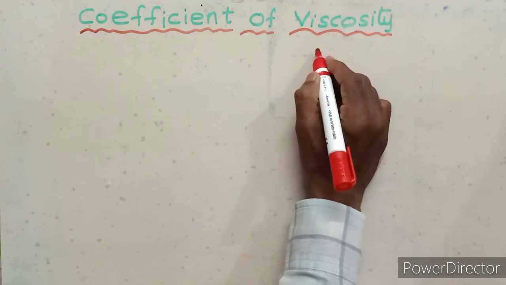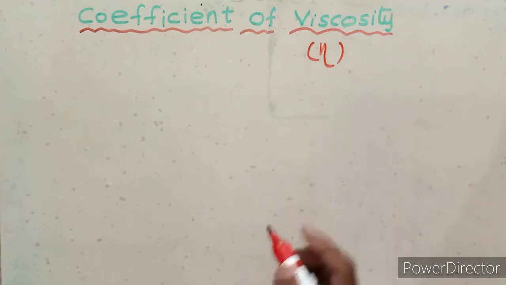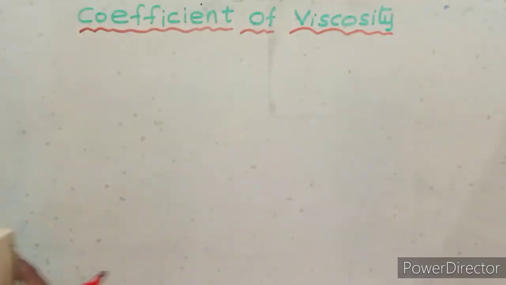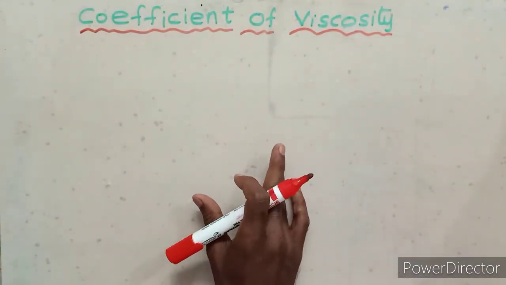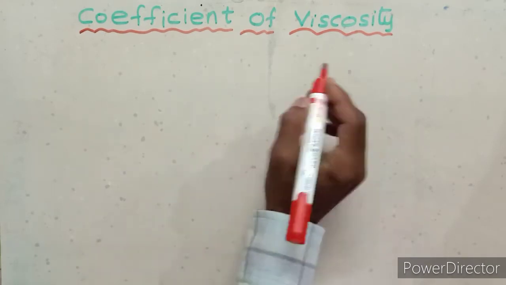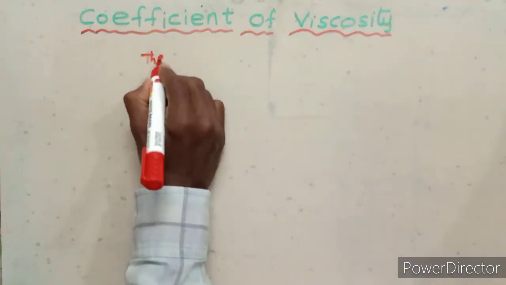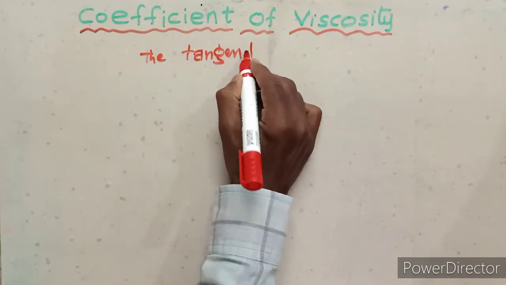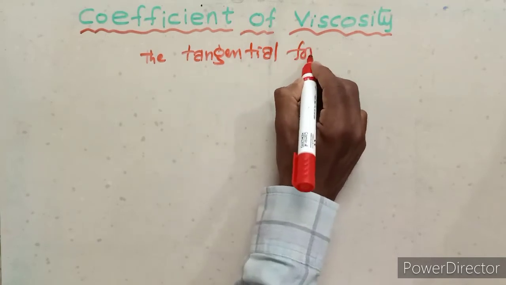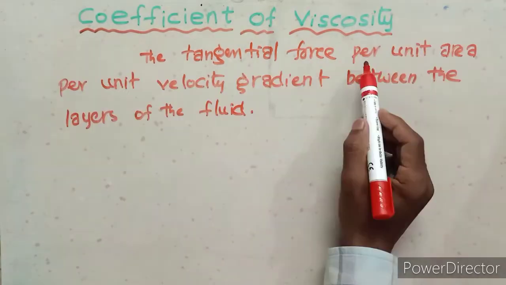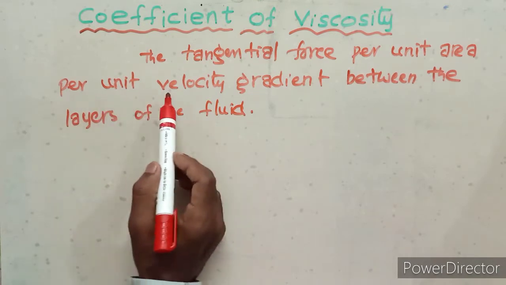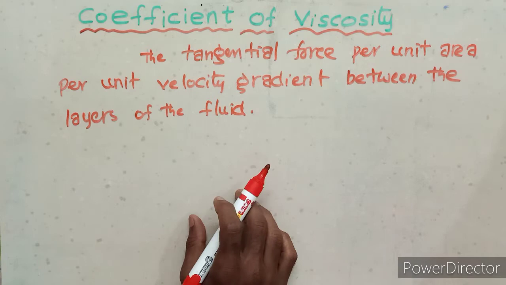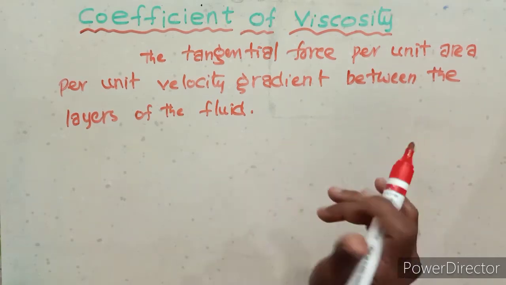Coefficient of viscosity is denoted by eta. This coefficient of viscosity is defined as the tangential force per unit area per unit velocity gradient between the layers of the fluid. First of all, what is the viscosity?